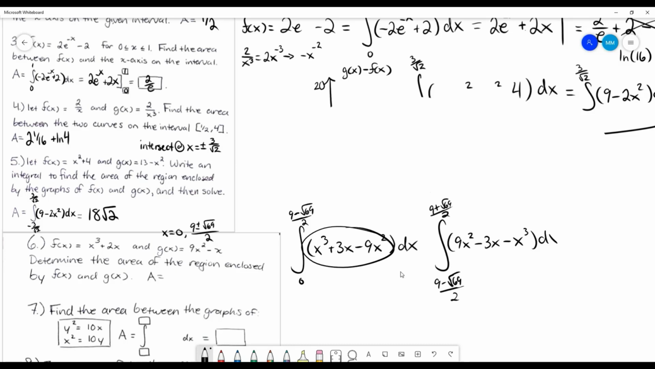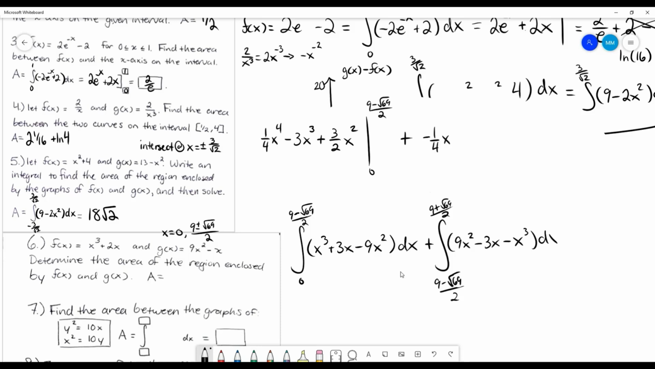I know that's going to be 1/4 x to the 4th. I'm going to jump here, so it's going to be minus 1/3, so 3, then plus 3/2 x squared from 0 to here, and then plus the second integral, which is then like so.